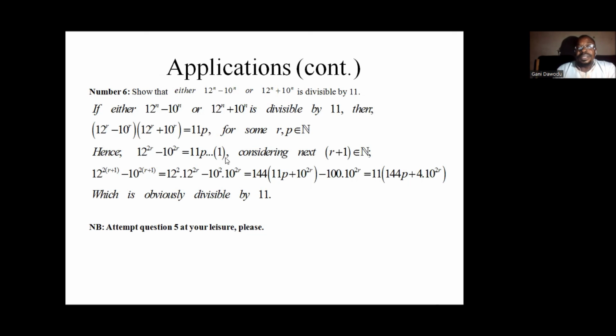And that is our equation 1. Now, if we consider the next instance, put r plus 1 in the office of r, you arrive here. Under simplification, it takes you here. If you make 12 to power 2r the subject here, you arrive here. And that simplifies to be this. And this indeed shows that it's a multiple of 11.